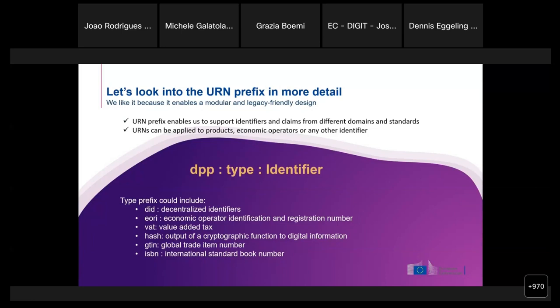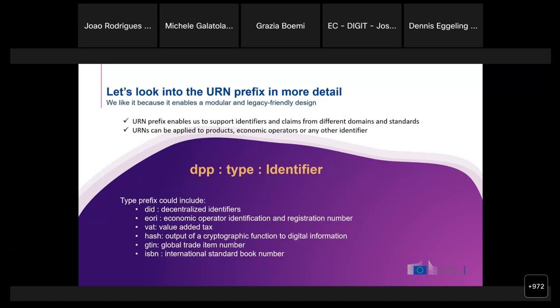We see that this example of prefixes contain at least three words. First, the DPP, to focus the scope. Second, the type, to understand and to identify the concrete rules that we are following in this identifier. And finally, the identifier of the product or the economic operator. This identifier has a meaning in the context indicated by the type attribute. We envisage here that the type will refer to different contexts like DIDs, BAT, GTIN, hashes, HBM, different industries. Next slide, please.